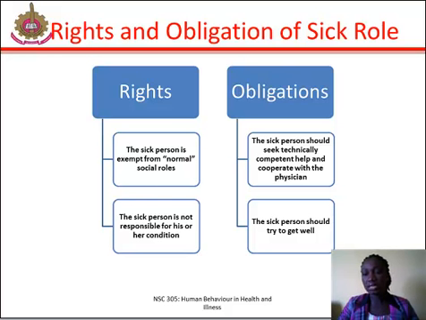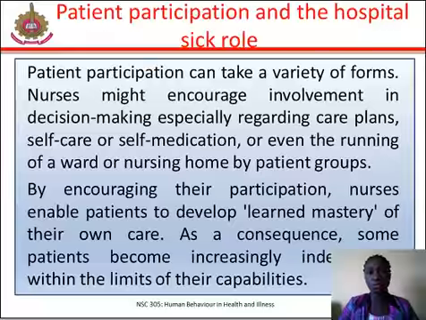Number 2, the sick person should seek technically competent help and cooperate with the physician. The obligation to get well further demands the sick person to seek technically competent help, usually from a physician. He or she is also expected to cooperate with the physician in the process of trying to get well.